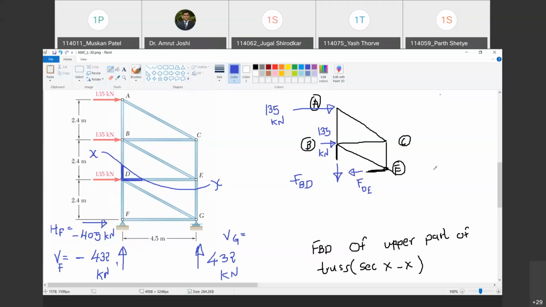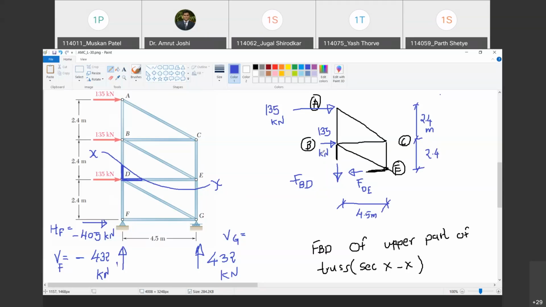Okay. Now is this free body diagram complete? Tell me, Muskan. No, the measurements of length. Yes, so we have to show the positions. From A to C and from C to E, what is the distance? 2.4. 2.4. Do you agree with me? Yes, sir. And what is the horizontal distance? This distance? 4.5. So this is 4.5 meter. Happy? Yes, sir. Okay. Now, what should we do next? Tell me.